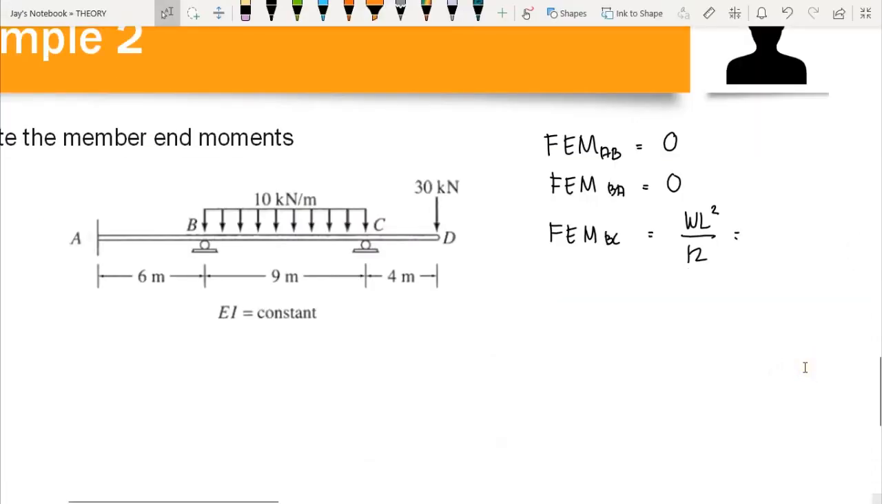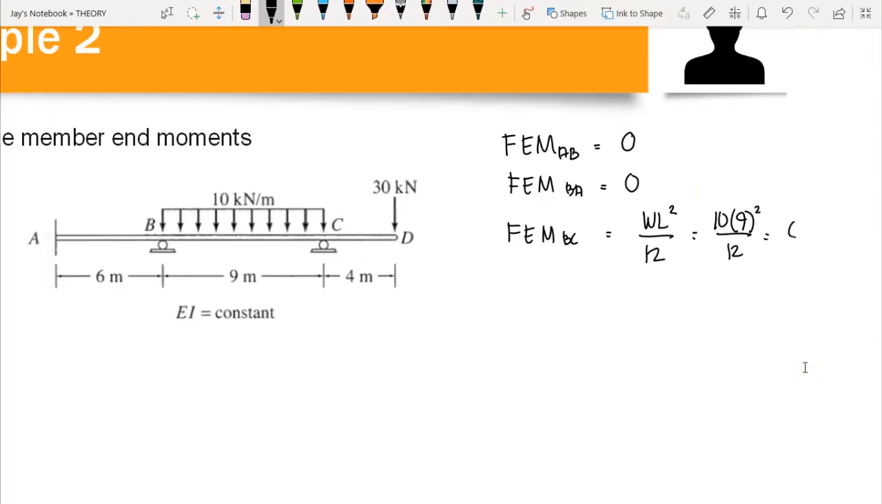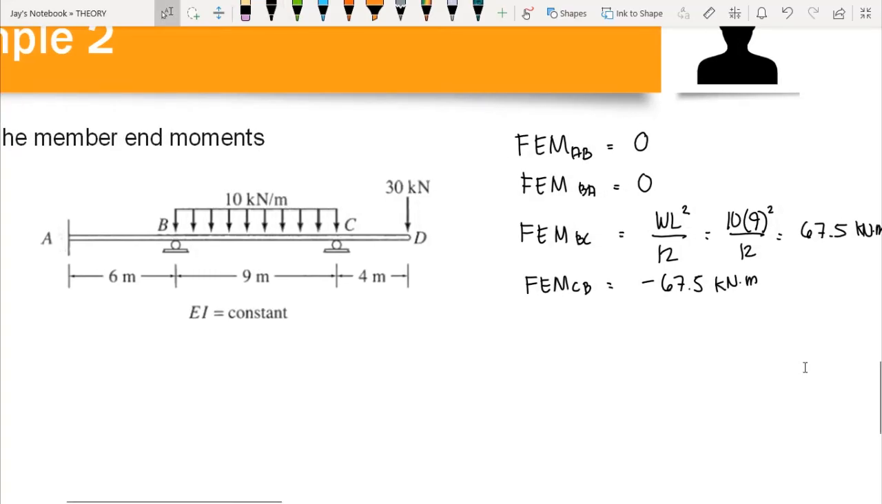So this is a W. We have 10 times 9 squared over 12, so we have 67.5 kilonewton meter. This is positive. For fixed end moment CB, we have negative 67.5 kilonewton meter. But for CD, we can now compute MCD by just cutting at this point, then applying equilibrium, correct? That means we have 4 times 30, that is the moment at that point. This is 120 kilonewton meter. And the rotation of our moment CD is counterclockwise, that means we have positive at that point.